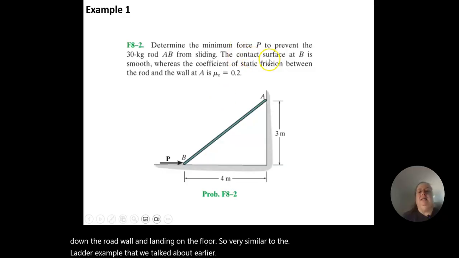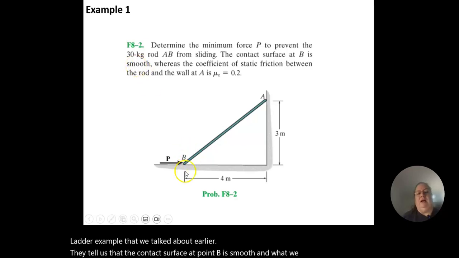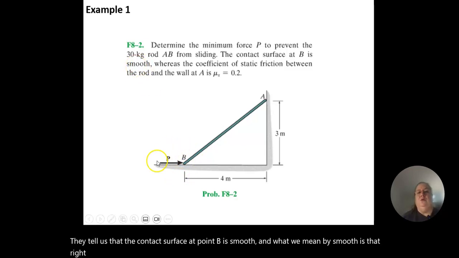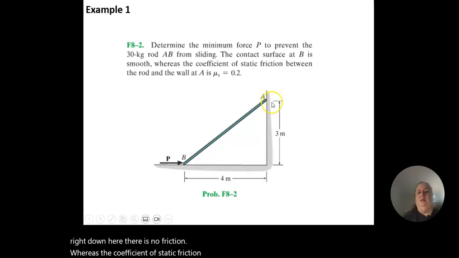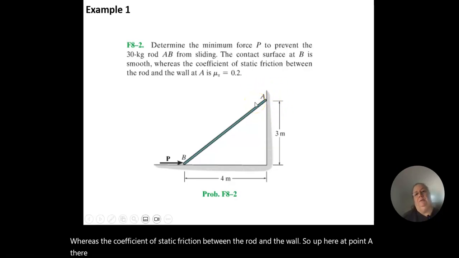They tell us that the contact surface at point B is smooth. What we mean by smooth is that right down here, there is no friction. Whereas there is a coefficient of static friction between the rod and the wall, so up here at point A, there is a friction force. Depending on the situation, you may have smooth surfaces.